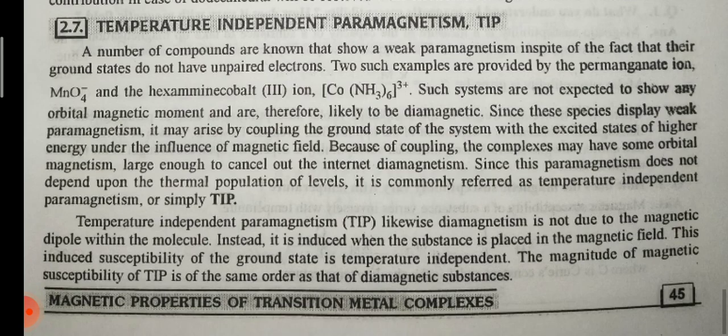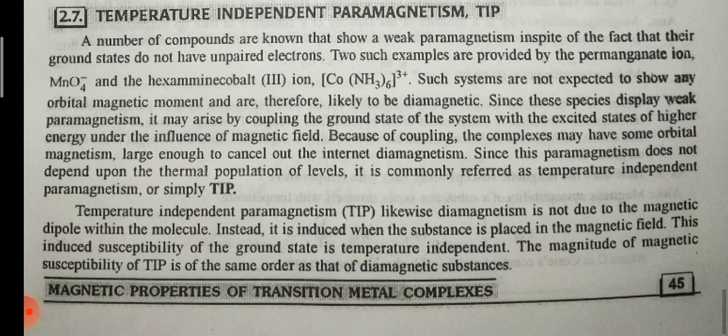Temperature independent paramagnetism, TIP. A number of compounds are known that show a weak paramagnetism in spite of the fact that their ground states do not have unpaired electrons. Two such examples are the permanganate ion MnO4 negative and the hexaammine cobalt 3 ion, Co(NH3)6 3 positive, where 3 positive is the overall charge. Such systems are not expected to show any orbital magnetic moment, and are therefore likely to be diamagnetic.